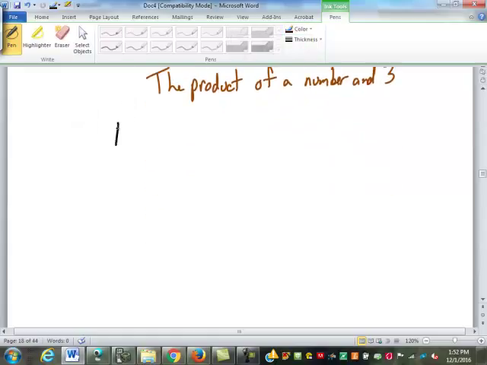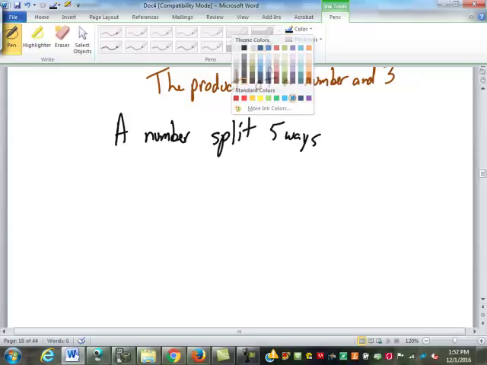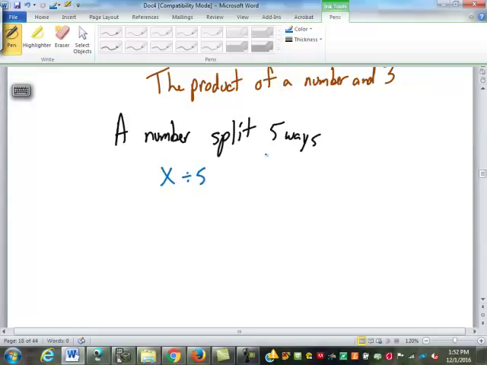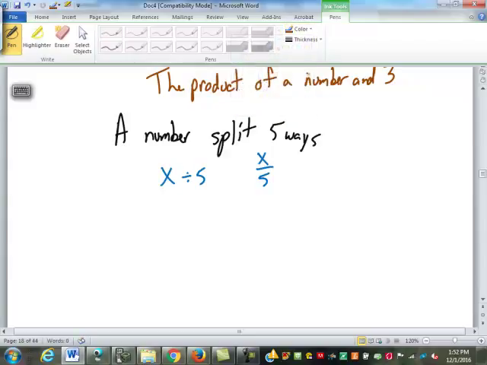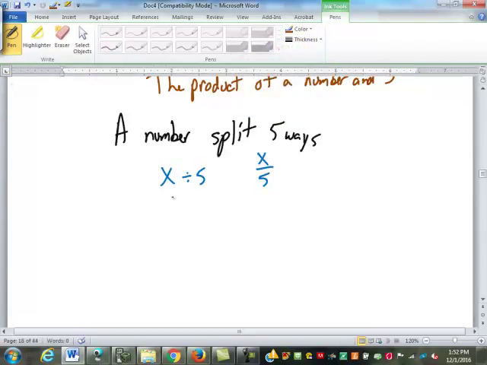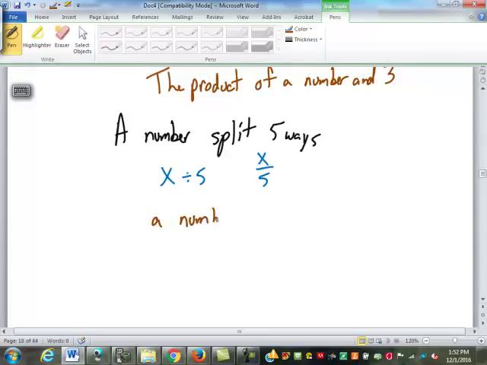How about a number split 5 ways? X divided by 5. There's actually a couple ways we're going to write this. We write this x divided by 5 or x over 5. And that's most commonly the way we would express it, because that relationship between division and fractions, it's a little bit simpler to have it as x over 5. What are some other phrases that might indicate x over 5 or x divided by 5? Here you go, a number divided by 5.